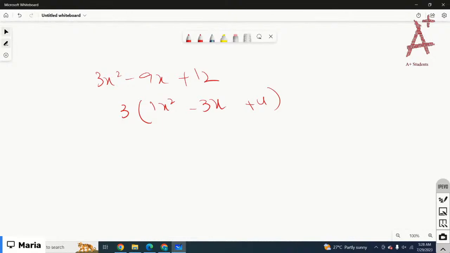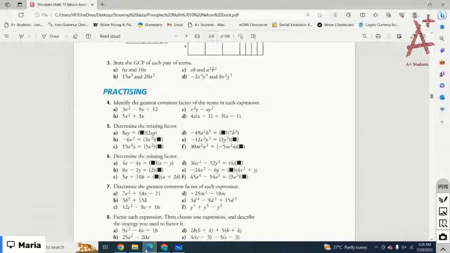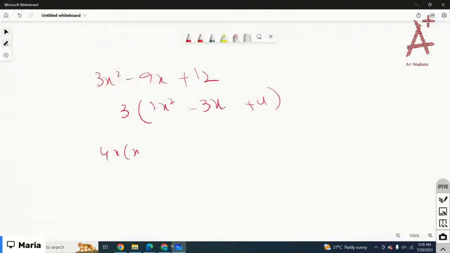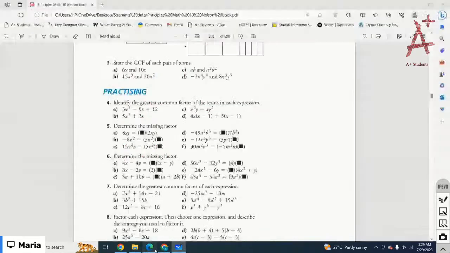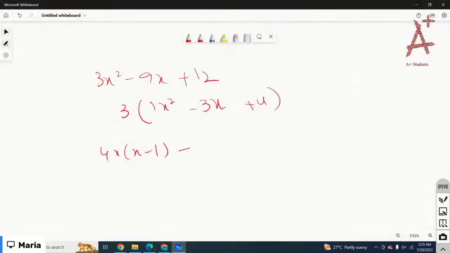Okay, let's just do another one. The D, 4x times x minus 1 plus 3 times x minus 1. You can see x minus 1 and x minus 1 as a common factor. You can take it common. You are left with 3 plus 4x.